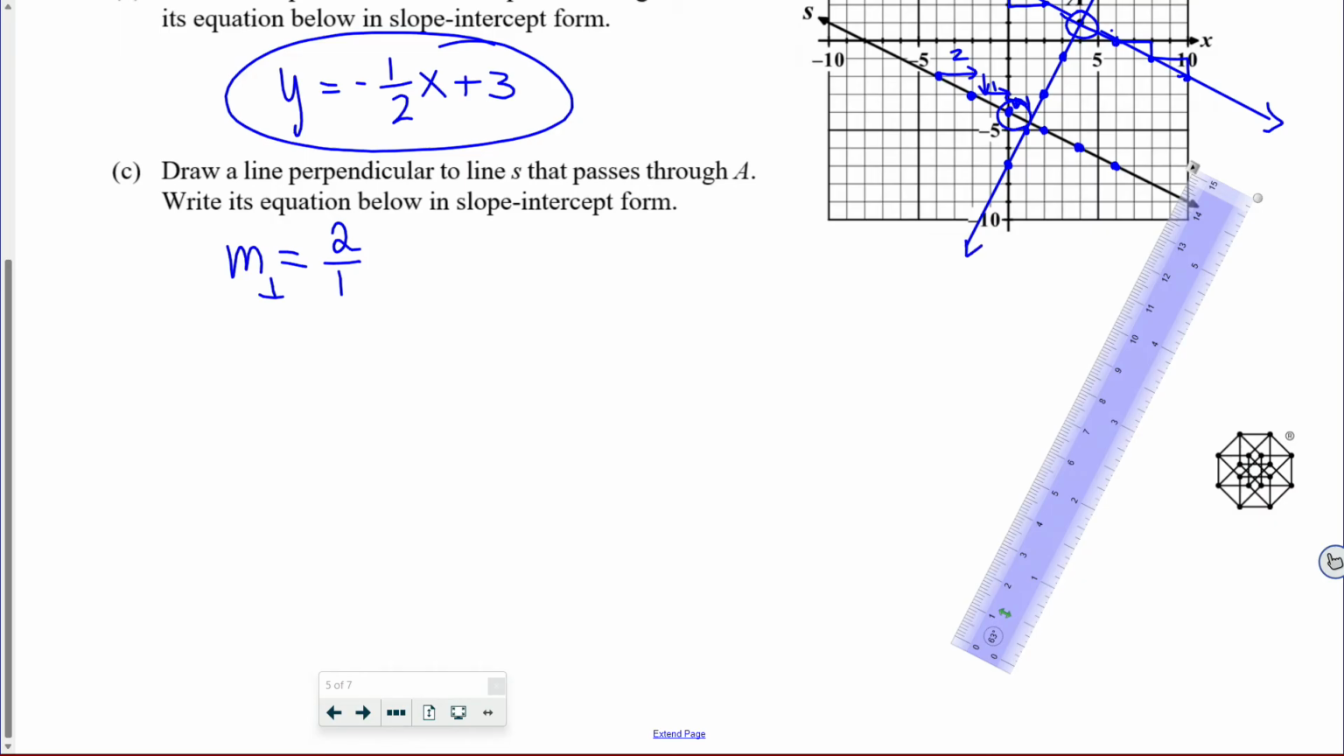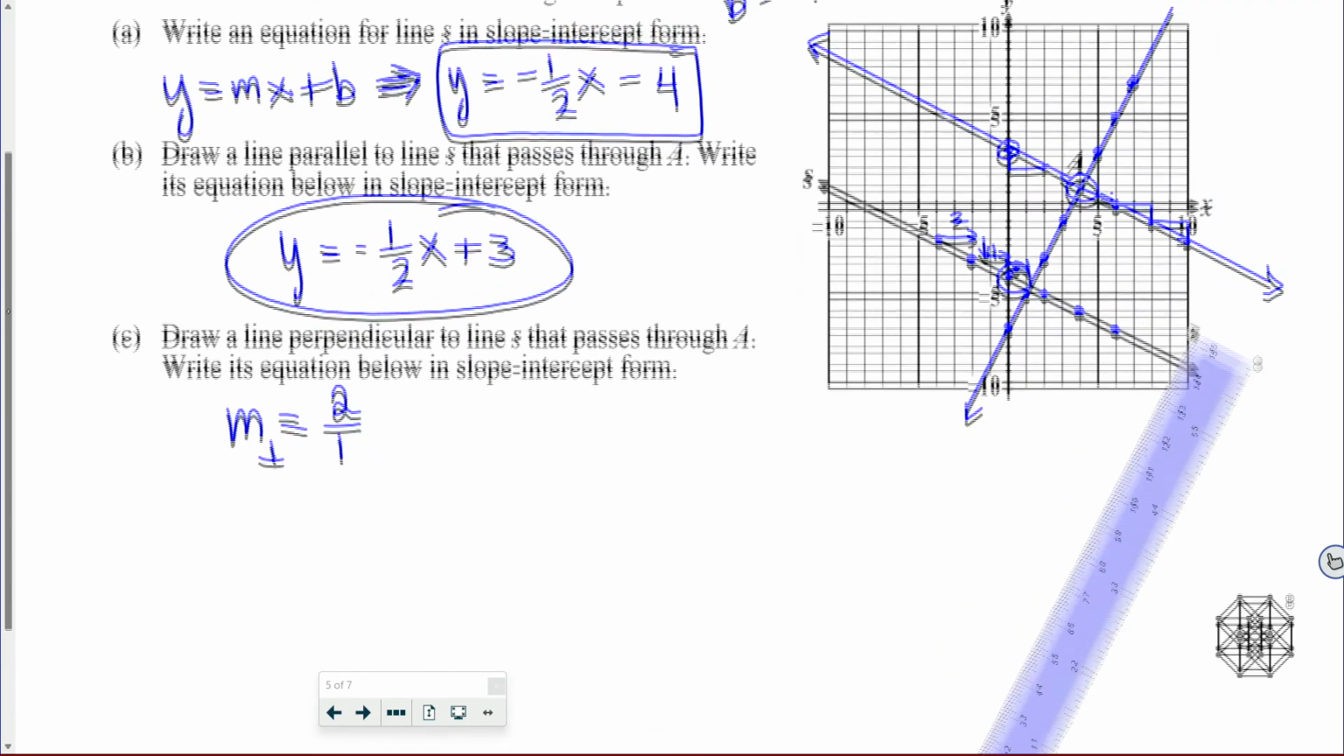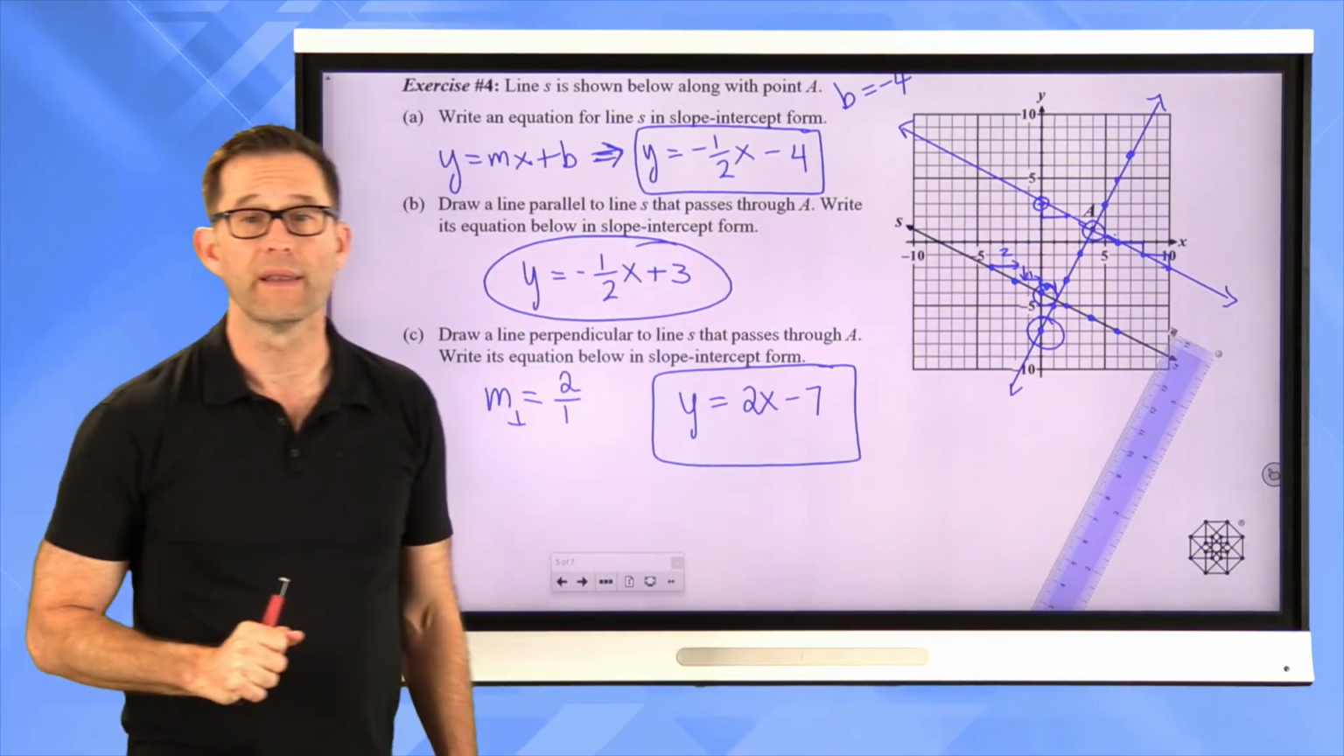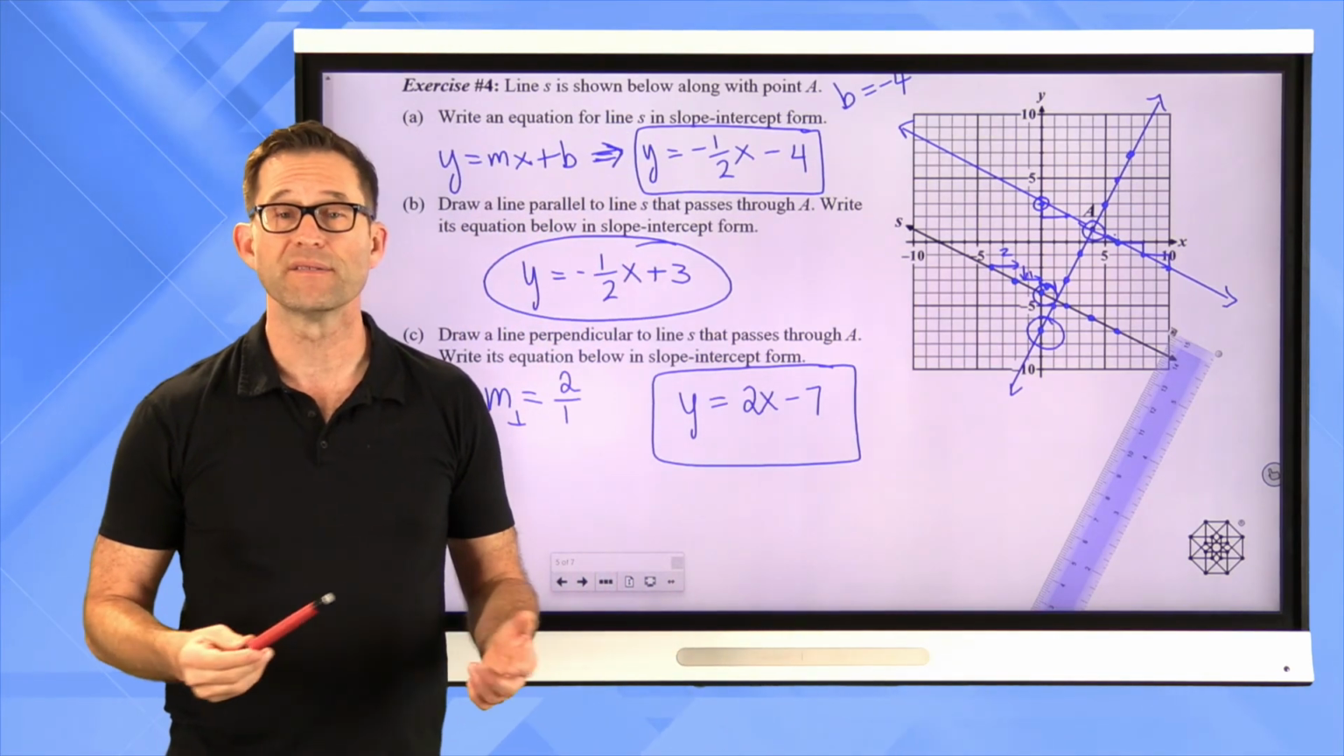Okay, there's our line. Now, we want to write the equation of that line. We already know its slope, right? Its slope's going to be 2. So it's y equals 2x, but what's its y-intercept? It's down there at -7. So that particular line is y equals 2x minus 7.